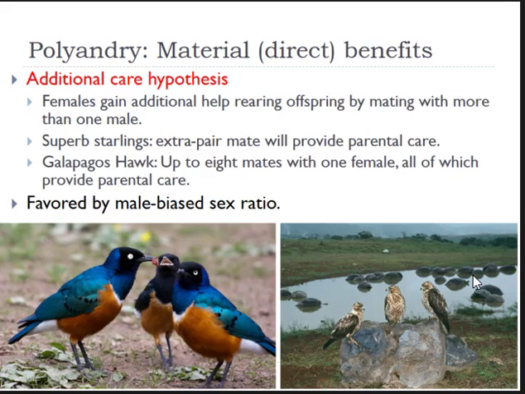But in these cases, you tend to have a really severely male-biased operational sex ratio. And what that means is that there are tons of males out there and very few females. And so a male may be very unlikely to be able to secure an alternative mate whose eggs he'd be able to monopolize. So from his perspective, your only shot is just to mate with the one female and then maximize her reproductive output by providing parental care. So this is the additional care explanation for polyandry.